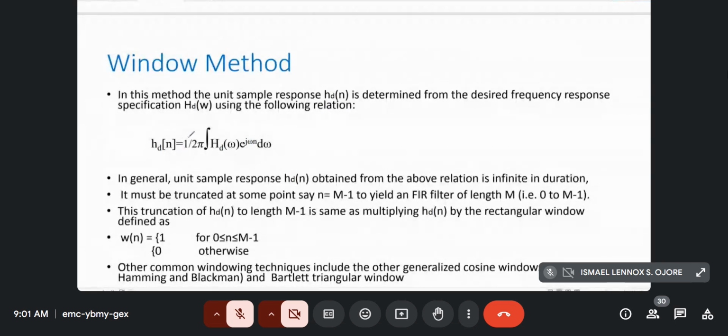The desired impulse response will be given by this formula, that is 1/2 pi times the integral of H_d(omega) times e to the j omega n d omega. And of course, this goes from minus pi to pi.